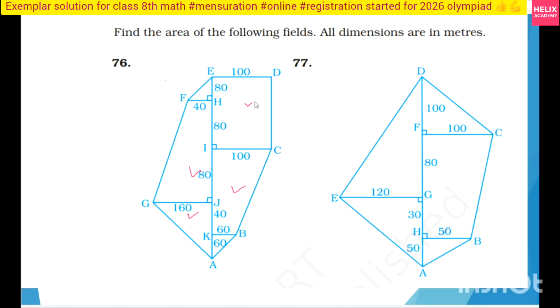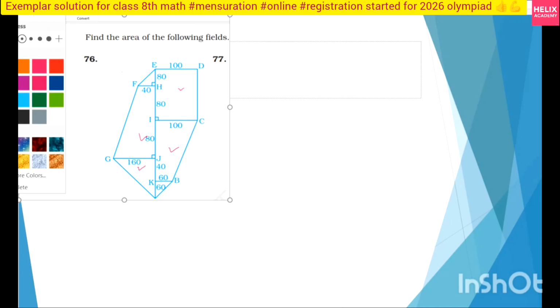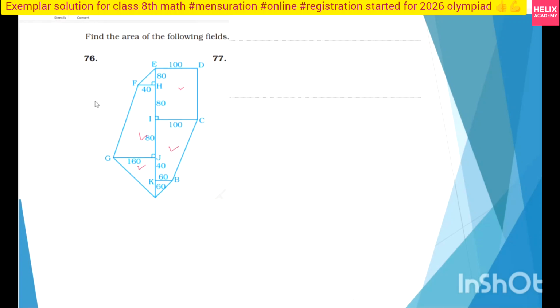How can I calculate? See, I know the area of the rectangle. I know the area of the trapezium. I know the triangle because this is also a right angle triangle. So I can find the value of EF also. This is also a trapezium. This is also a right angle triangle. Okay. So we will solve one by one everything. Now see how can I solve it. And this is also an important type of question. It may come in your exam. Okay. So question number 76 first.